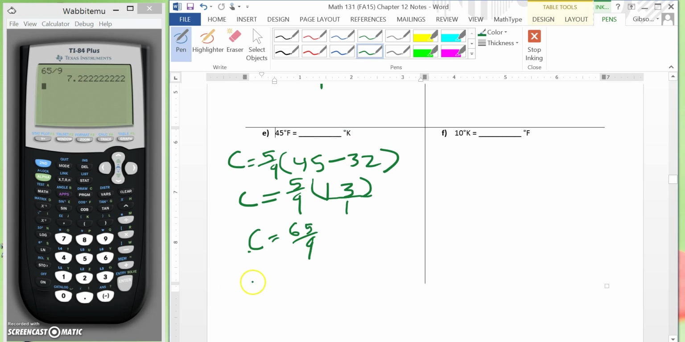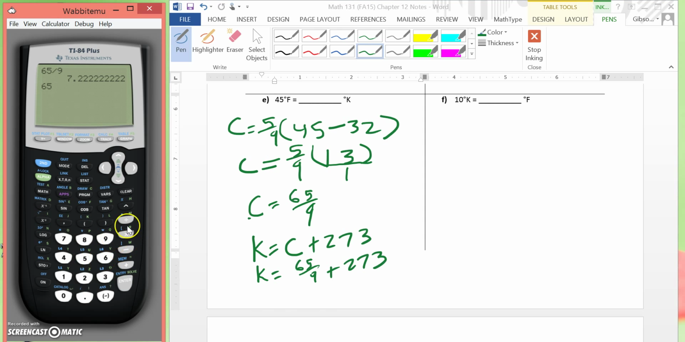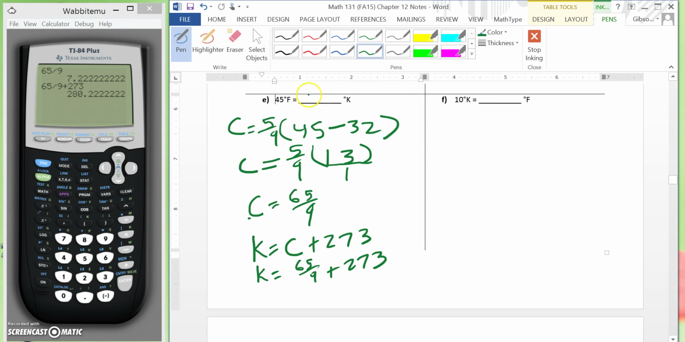Now what we need to do is change this to kelvins. Kelvin is equal to Celsius plus 273 degrees. So we will substitute in the Celsius, which is 65 over 9, plus 273. So now we take 65 divided by 9 plus 273. That gives us 280.2 repeating, and we know we will round to one decimal place, so our final answer here would be 280.2 degrees Kelvin.